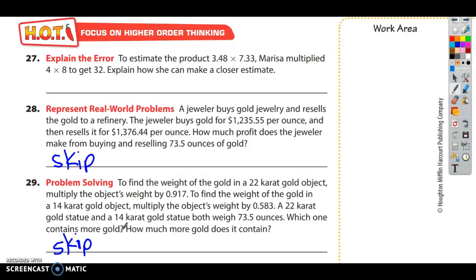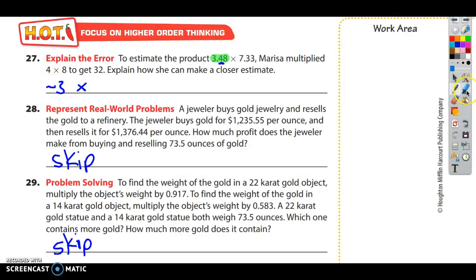To estimate the product 3 and 48/100ths by 7 and 33/100ths, Marissa multiplied 4 by 8 to get 32. Explain how she can get a closer estimate. If you just look quickly, you think she did the correct rounding, but if you look more closely, where would 3 and 48/100ths round? To round to the nearest whole number, you look at the tenths place. Is 4 supposed to round up? No, she should not have rounded this up to 4. She should have rounded this to about 3.